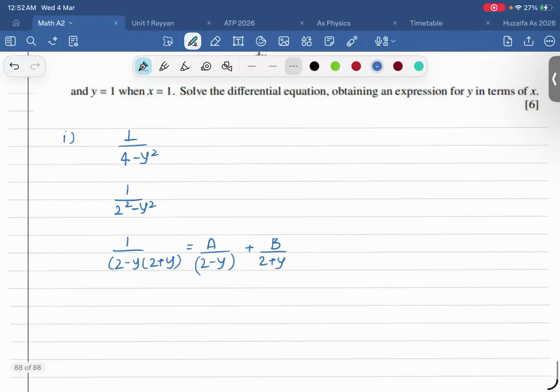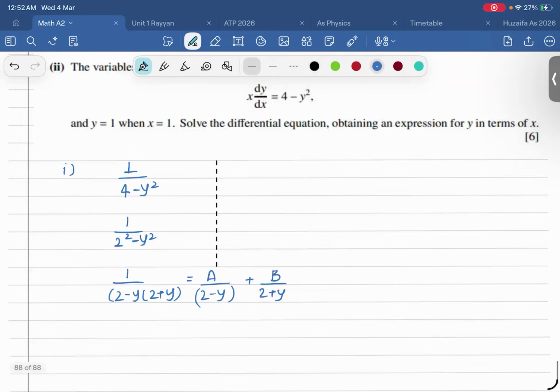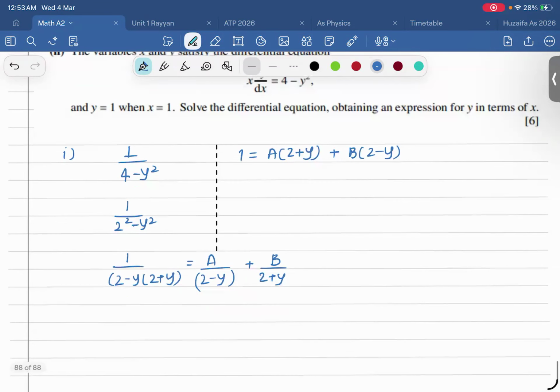And after that what you have to do is just take the LCM and solve. So 1 on the other side, and a times 2 plus y and b times 2 minus y, right? And just take the 2 value, okay? So take y as 2, okay? And when you put y as 2, so b gets 0, right?